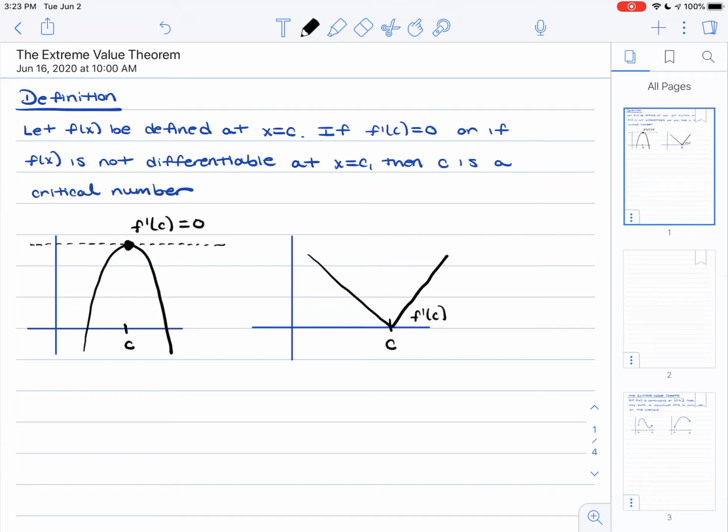If the derivative is undefined, but the original function is defined, then that's also going to be a critical number. Essentially, these critical numbers are points where our function has a relative maximum or minimum value. So if the function has a relative max or min, then we'll have a critical number at that point. Let's look at a couple examples of finding critical numbers.